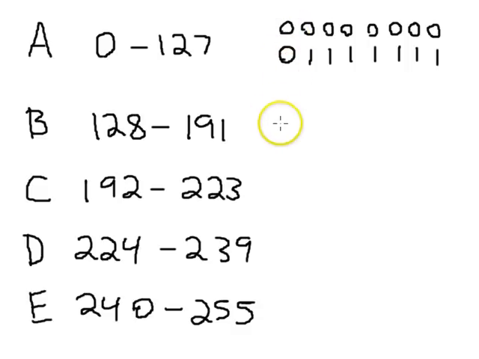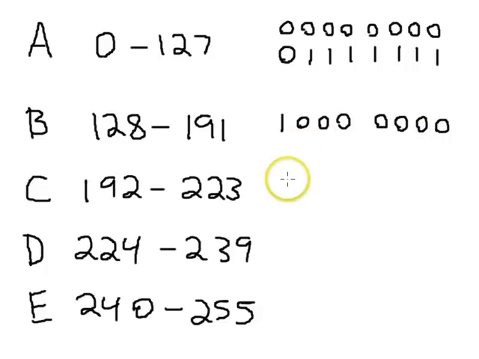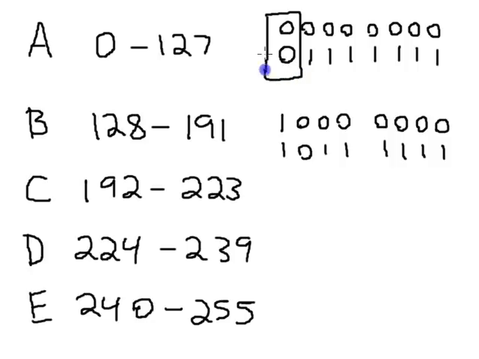Look at binary. Class B addresses, the first octet, begins with a 1. And so you look at it, and the first one, 128, is just 1, 0, 0, 0, followed by a few more zeros. So this is 128. The 191 is 1, 0, followed by a bunch of 1s. So right here you can already start to see the pattern. Class A addresses all start with a 0. Class B addresses all start with a 1, 0.